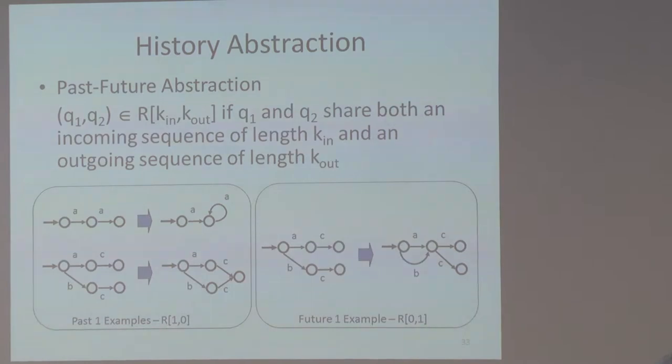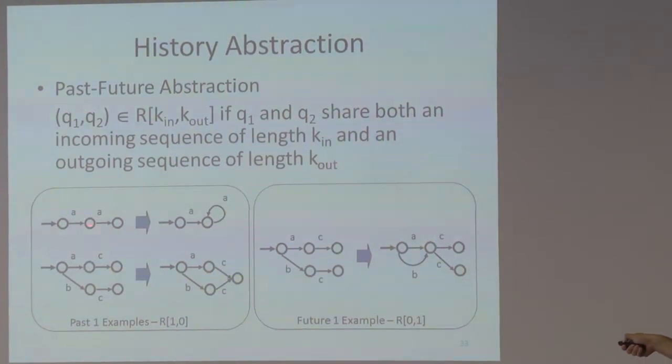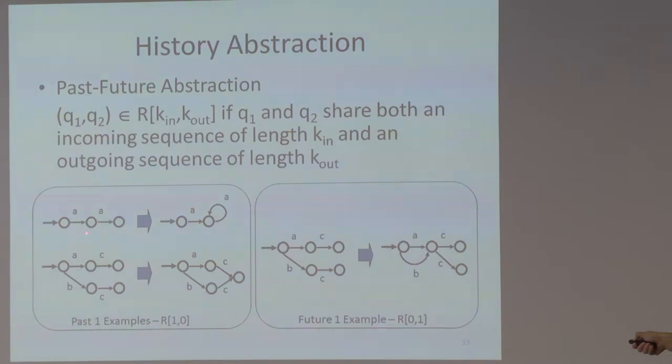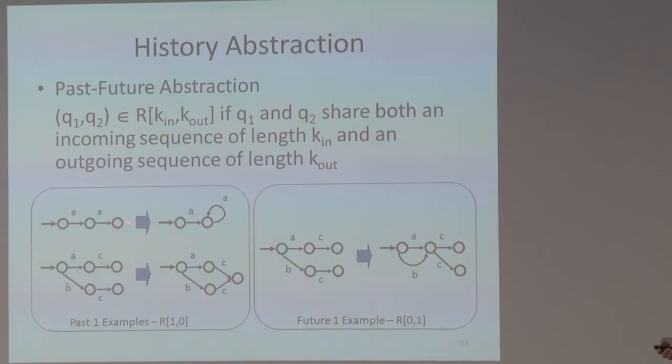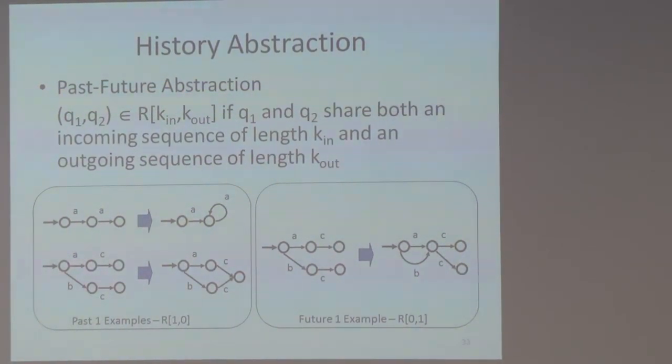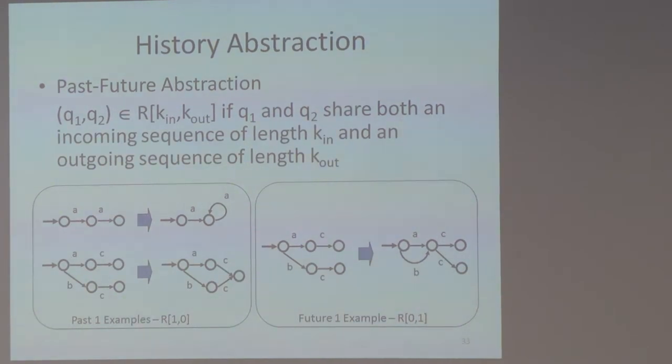I think other places call it k-tail abstraction or stuff like that. You're just going to look at the automata as you're developing it. And if you see the same letter repeats, if you see two states that have the same incoming edge, you fold them together. So you can define the equivalence relation between states to be based on a sequence of incoming edges. So this is what we call a past abstraction.